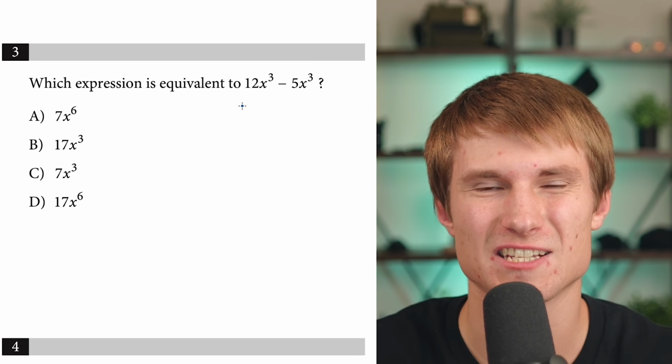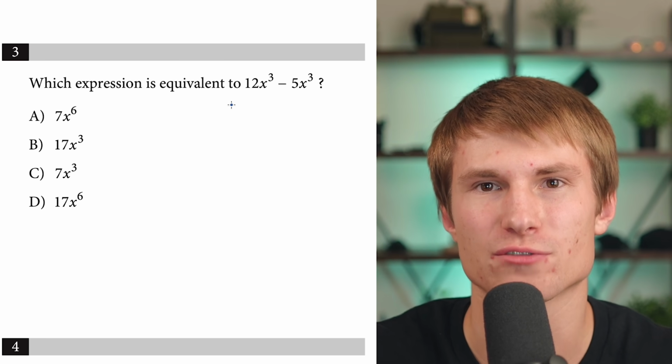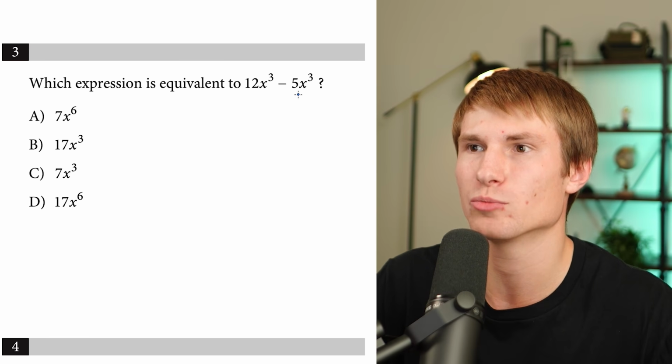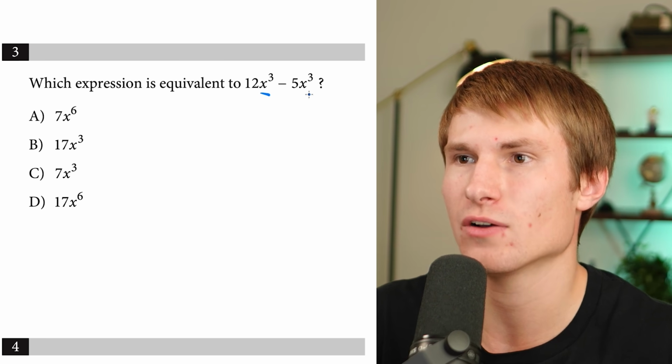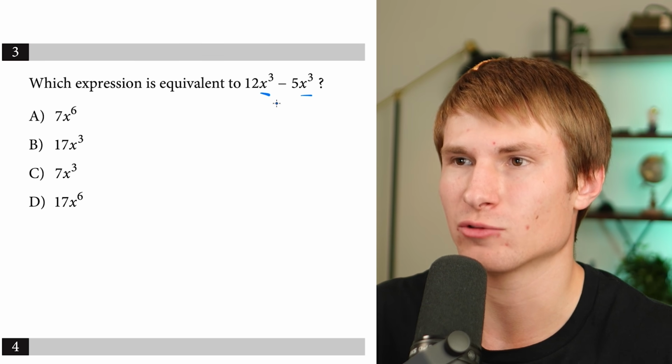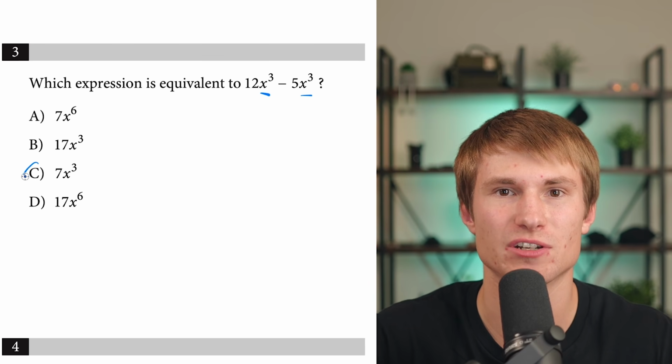Here's how to solve this SAT math question in under 60 seconds. Question 3 states which expression is equivalent to 12x cubed minus 5x cubed. Key thing here is since you have x cubed and x cubed, you just do 12 minus 5. That's going to leave you with 7x cubed, and your answer there is going to be C.